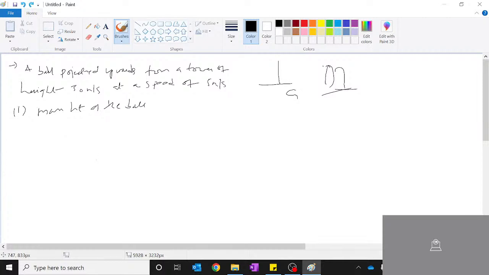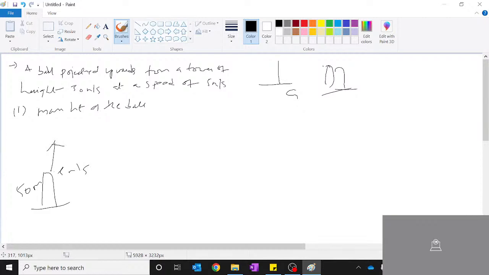Let's take it like this. I have a tower of 50 meters, and from here I have thrown the ball further up with an initial velocity of 5 meters per second. The height of the tower is 50 meters, and you are supposed to find out the maximum height the ball travels.